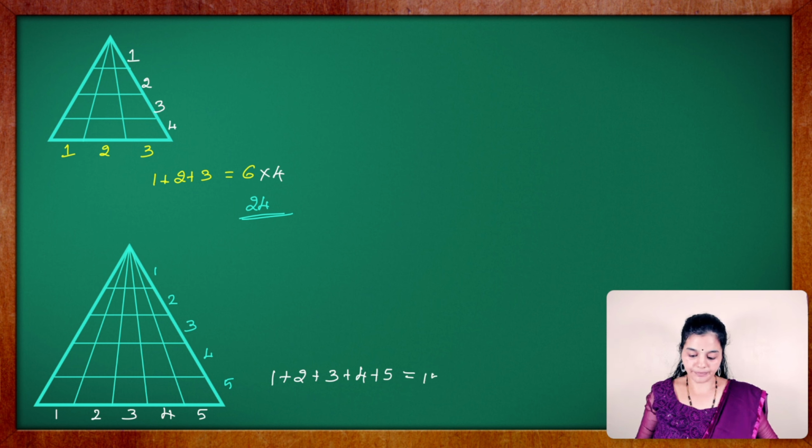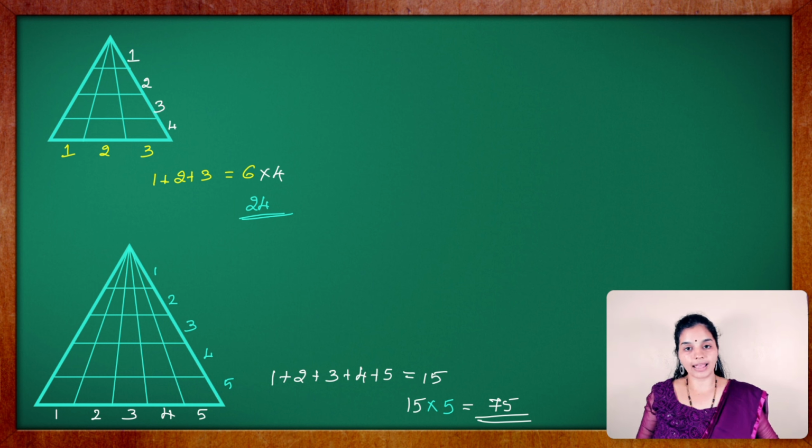So this is 15. Then what we need to do? We need to multiply the other. So this is 15 into 5, which comes out to be 75. So in this given figure, we have 75 triangles. So this is how you can count the number of triangles in the given figure.